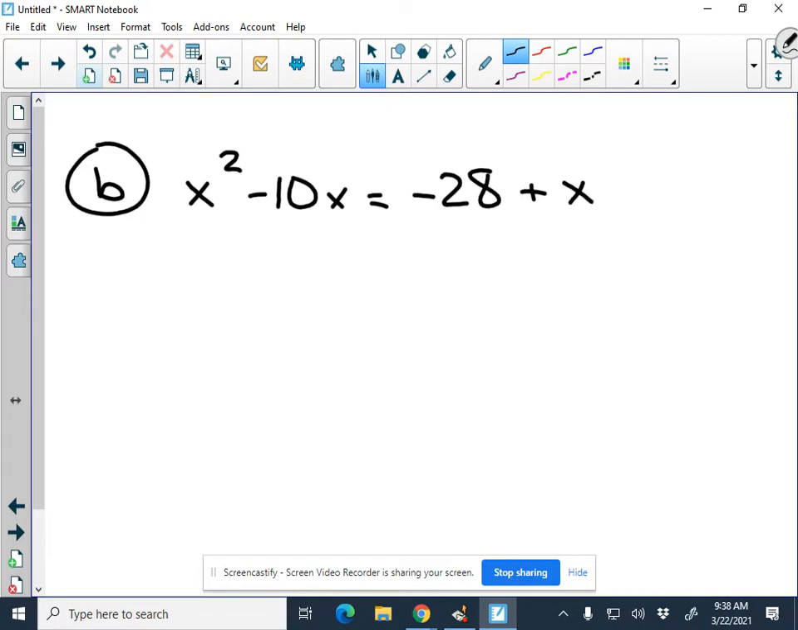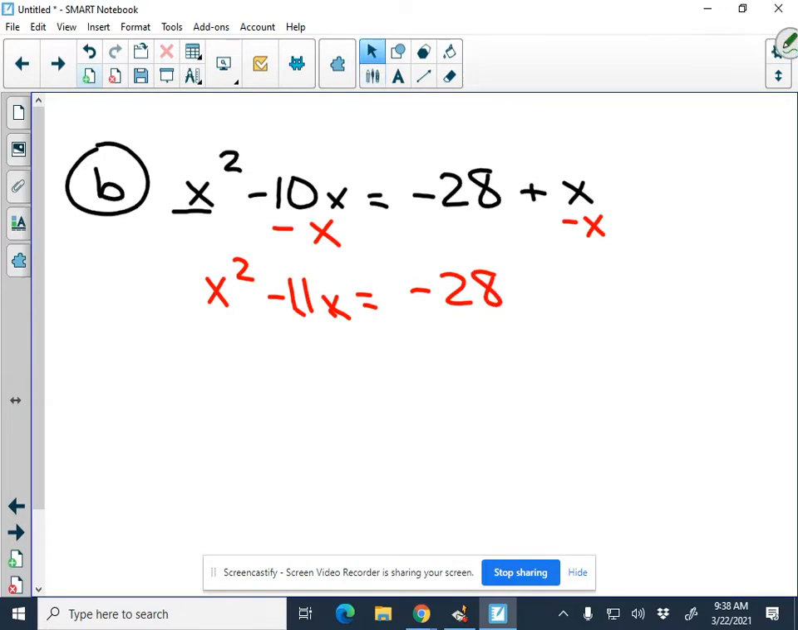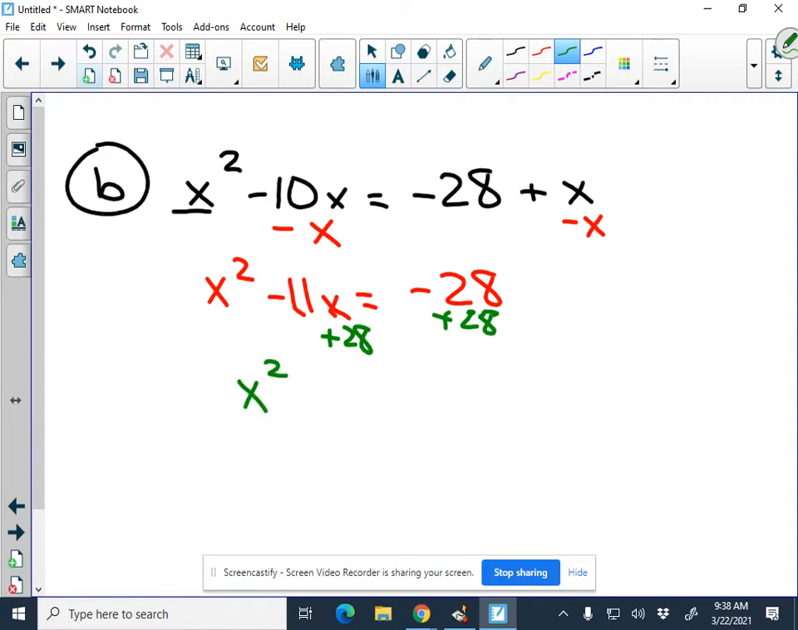I looked up one. Okay, so this one has an x squared. This one will have 3 terms. I'm going to subtract x from each side. I get x squared minus 11x equals negative 28. Next, I'm going to add 28 to each side. x squared minus 11x plus 28 equals 0.